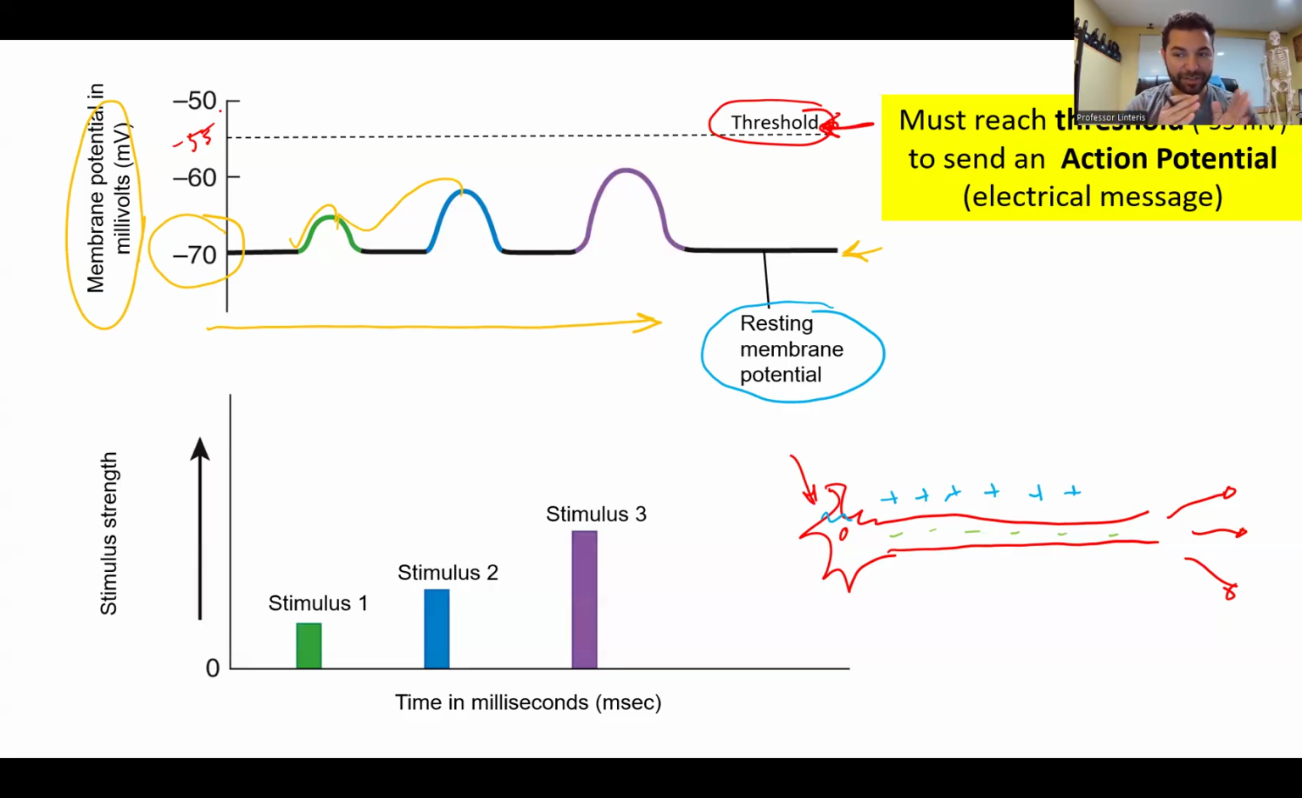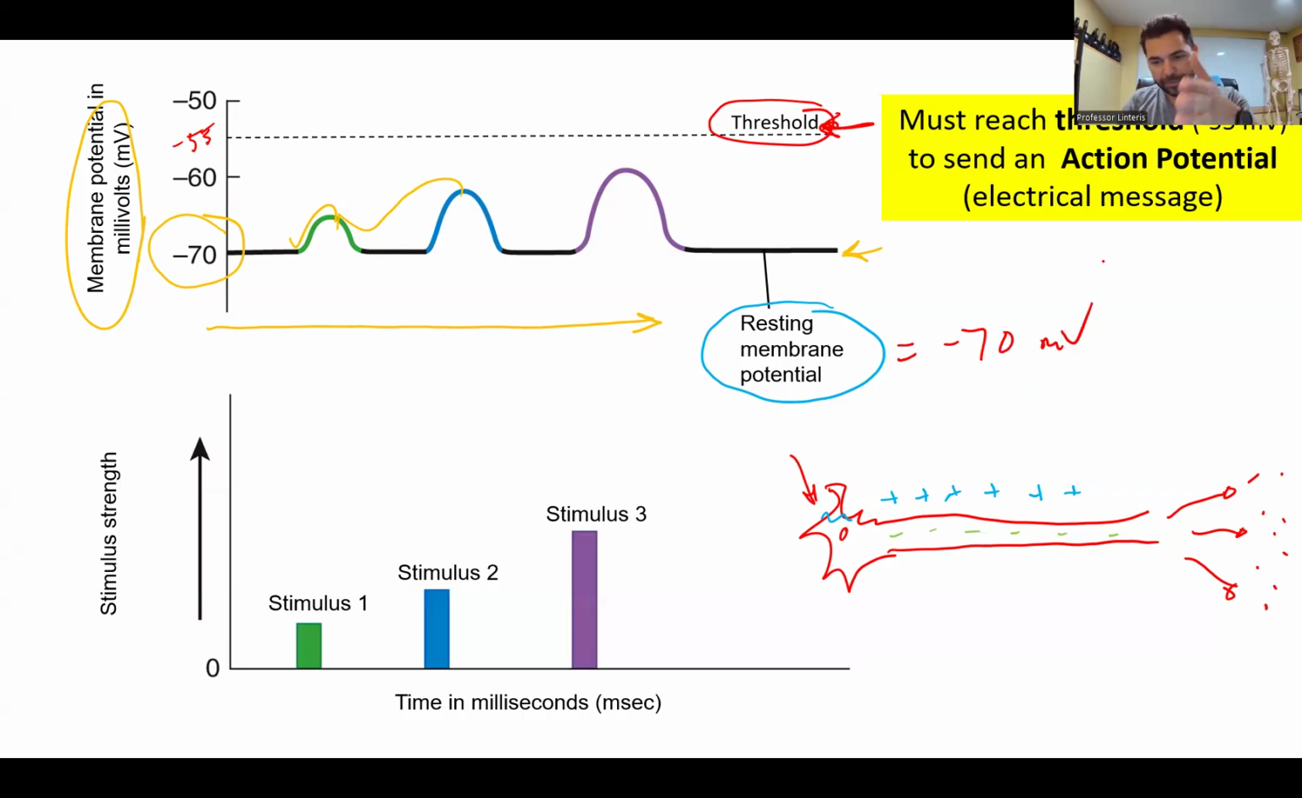Once the message is sent, you can't go back, right? So once it reaches threshold, the neuron depolarizes, and that message will be sent all the way through, releasing neurotransmitters at the end. So the way neurons work, they either send a message or they don't send a message. A couple key factors: resting membrane potential, and threshold, which was at negative 55.